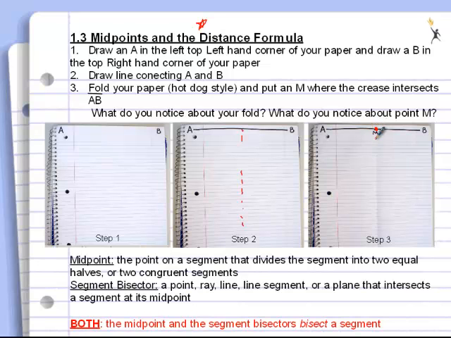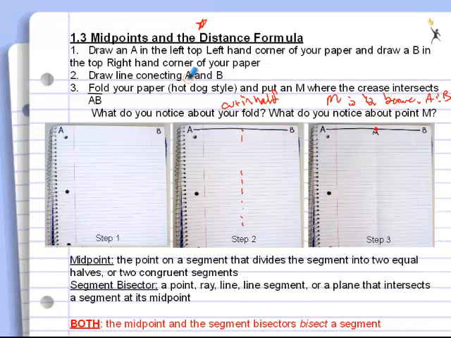Now I want you to think about these two questions. What do you notice about the fold in reference to line segment AB? What did it do to line segment AB? I hope that you understand that it cut it in half. And I want you to notice that point M is halfway between A and B. And we're going to talk a little bit more about that right now.